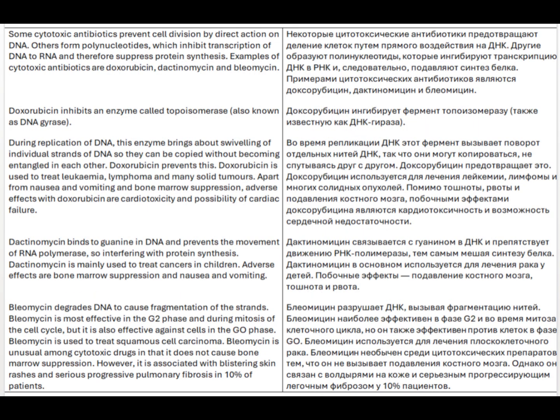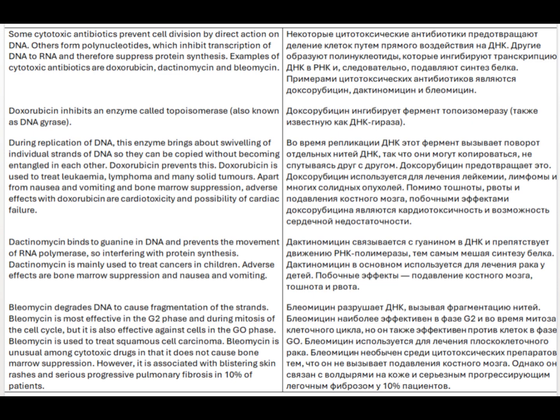Some cytotoxic antibiotics prevent cell division by direct action on DNA. Others form polynucleotides, which inhibit transcription of DNA to RNA and therefore suppress protein synthesis. Examples of cytotoxic antibiotics are doxorubicin, dactinomycin, and bleomycin. Doxorubicin inhibits an enzyme called topoisomerase, also known as DNA gyrase.